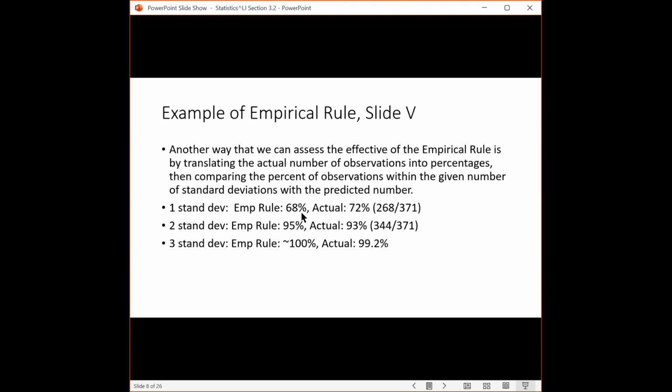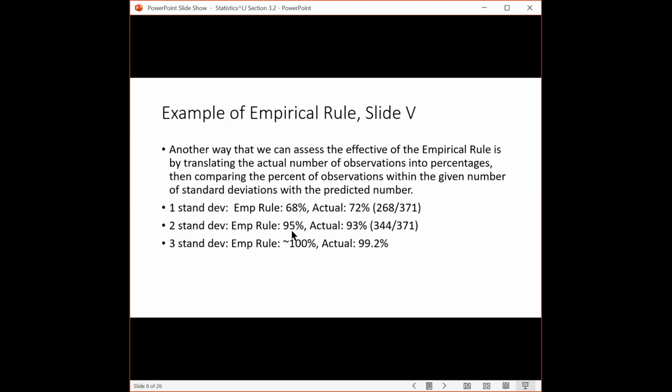And so the empirical rule says that 68% should be within one standard deviation. If you take 268 divided by 371, you get 72%. That was the 268, the actual number of observations within one standard deviation. So the actual number is 72%. So 68% were supposed to be within one, 72% is the number that actually were. And you can see how close those are. The empirical rule did a great job there.